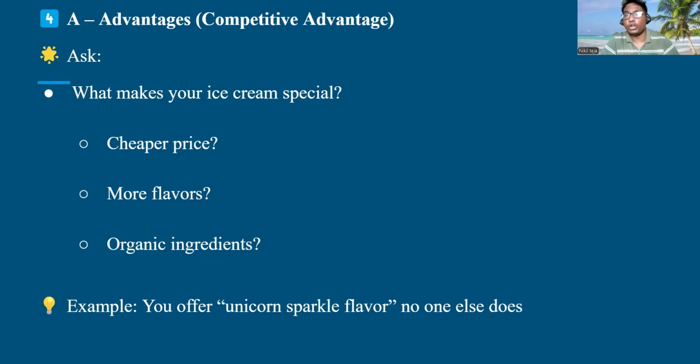Next, more flavors. If you have more flavors, like Pista House, there are many ice cream shops which provide more flavors, so that customers can be attracted. Why? Because they can try each product each and every time, right? So is more flavors your USP, unique selling point, or organic ingredients.